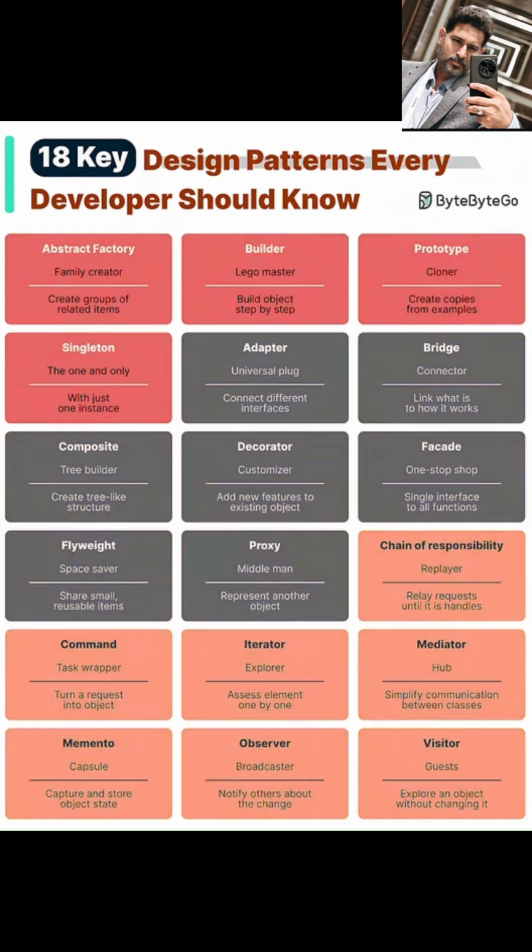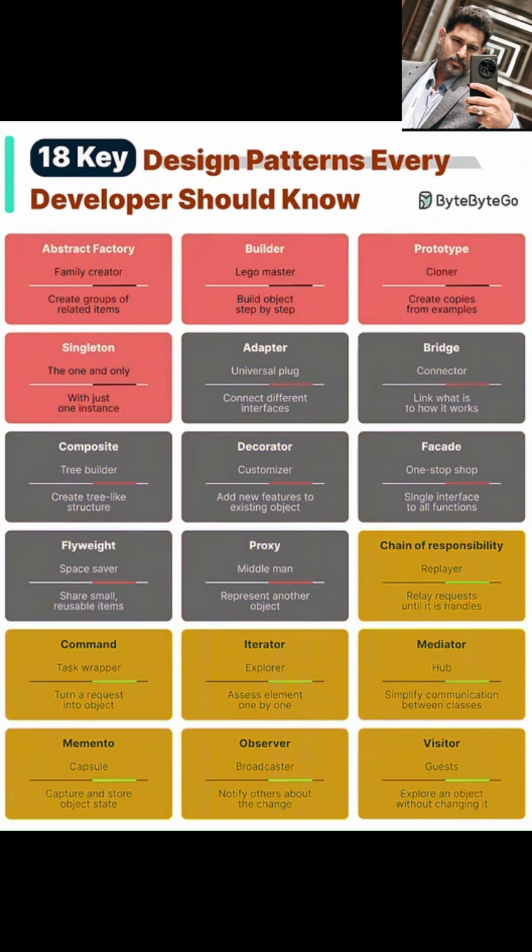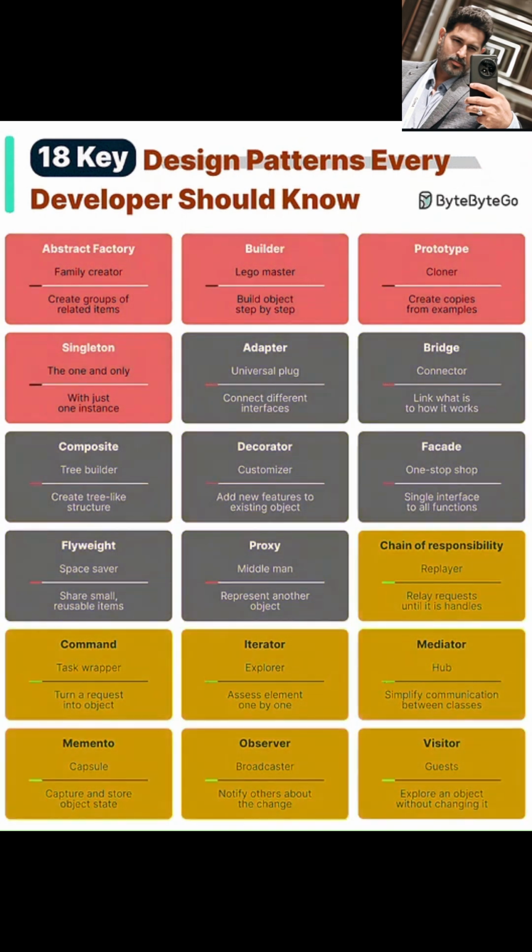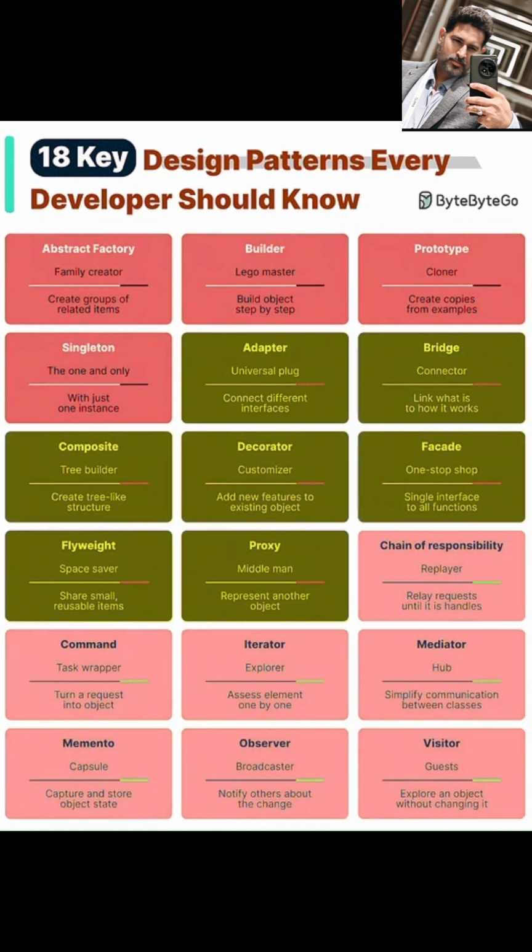Following that is the facade, the one-stop shop. This pattern provides a simplified interface to a complex subsystem. It's like having a single point of contact for a whole department, making it easier to interact with the underlying complexity. Next up is the Flyweight, the space saver.